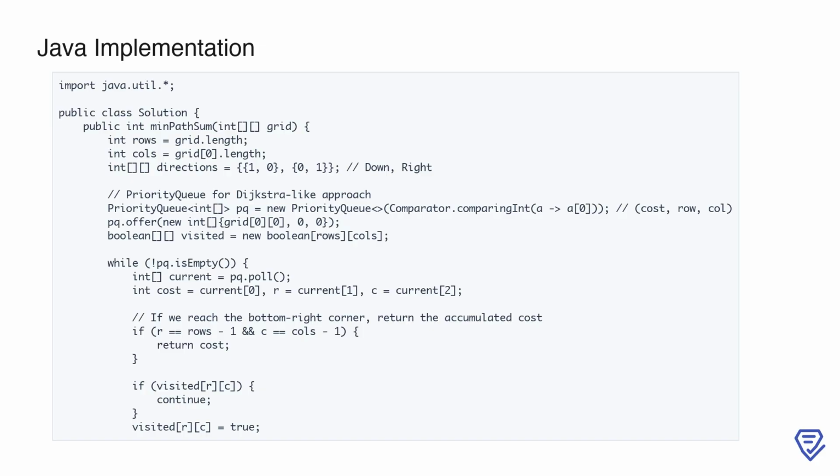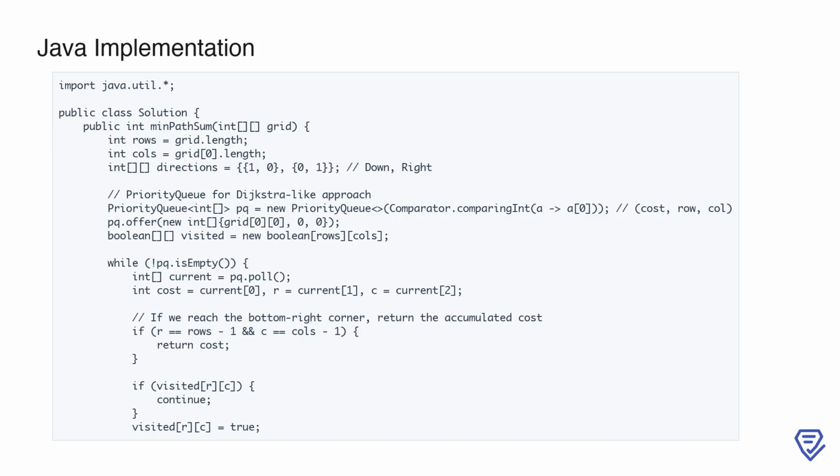Initially, we add the starting point, which is the top left corner of the grid, to the priority queue with its associated cost. We also create a 2D Boolean array visited to keep track of which cells have already been processed. Inside the while loop, we repeatedly poll the top element of the priority queue, which gives us the current cell with the lowest cost.